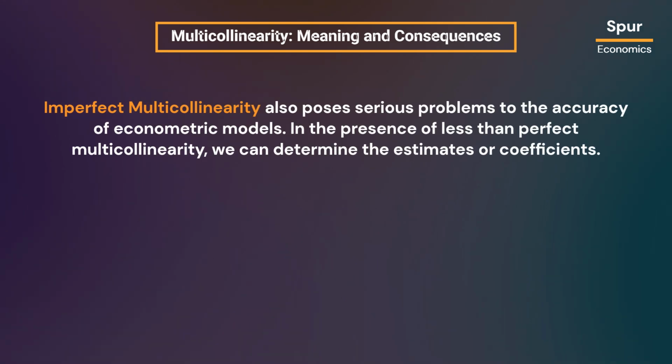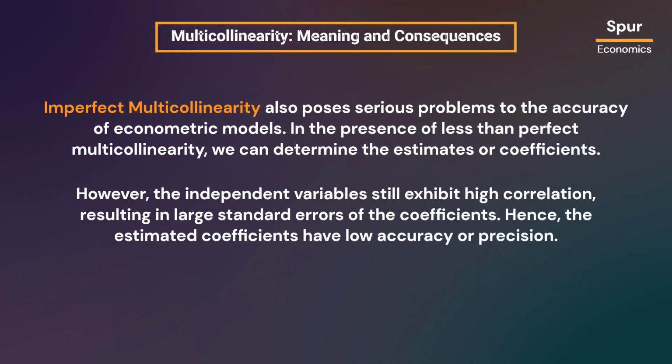Imperfect multicollinearity also poses serious problems to the accuracy of econometric models. In the presence of less than perfect multicollinearity, we can determine the estimates or coefficients. However, the independent variables still exhibit high correlation, resulting in large standard errors of the coefficients. Hence, the estimated coefficients have low accuracy or precision.